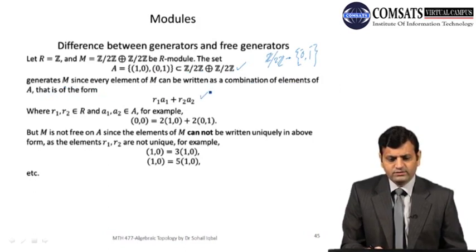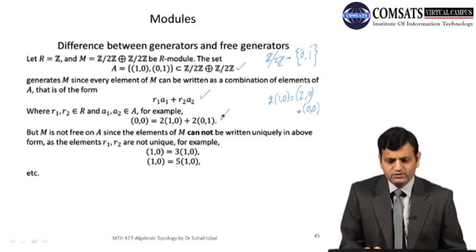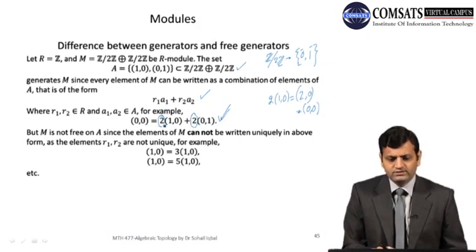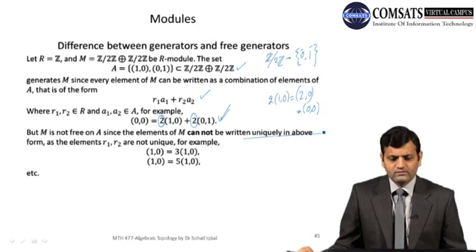For example, if you consider (0,0), then it is equal to 2 times (1,0), because 2 times (1,0) is equal to 2 times 0, and this 2 is basically 0 in Z2, so this is equal to 0, plus 2 times (0,1). So this element (0,0) can be written as a combination of a1 and a2, but this is not a unique combination, as you can guess many other combinations where I can multiply some scalar with (1,0) and some other scalar with (0,1), and the answer will be (0,0). But M is not free on A, since the elements of M cannot be written uniquely in the above form, as the elements r1, r2 are not unique.